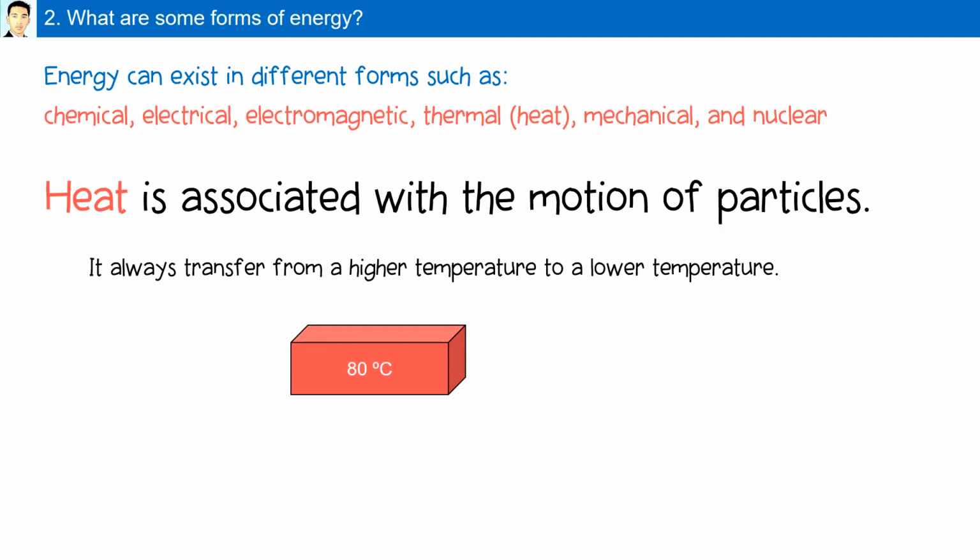For example, a block at 80 degrees Celsius next to a block at 20 degrees Celsius. Heat energy will flow from the high temperature, 80 degrees Celsius, to the low temperature, 20 degrees Celsius.